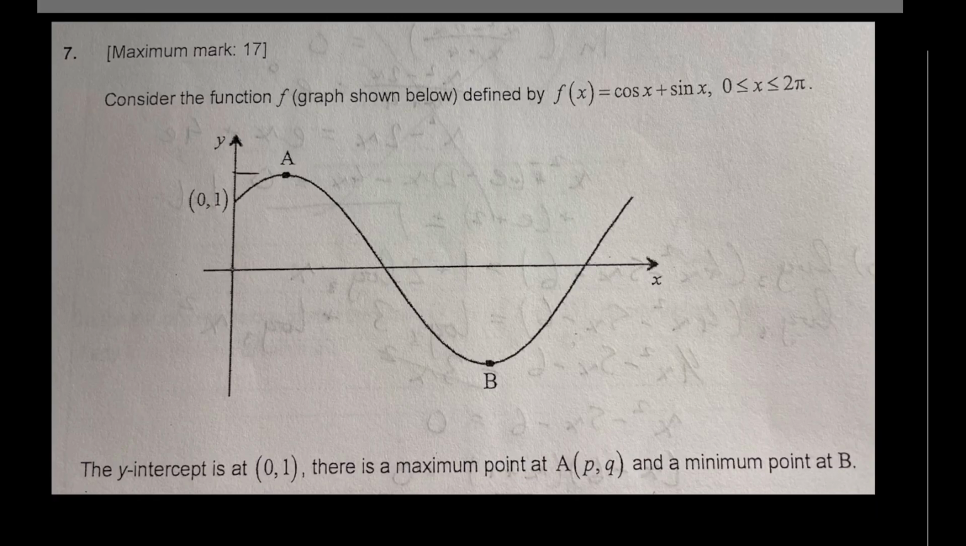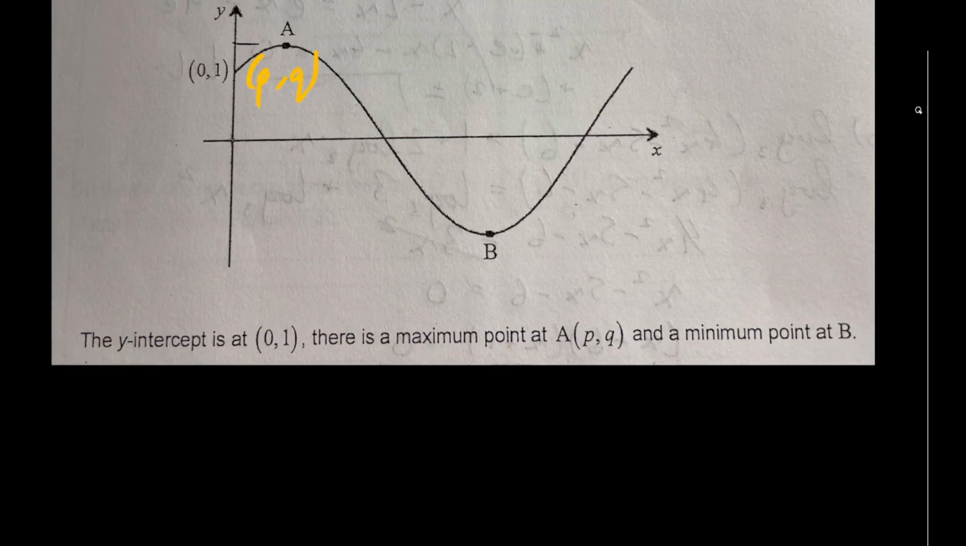For the next question here, we're given a graph of cosine x plus sine x for a specified domain. We have the y-intercept, and we know that the maximum point A is at the value P, Q. And there's a minimum point at B. The first part asks us to find f prime of x.